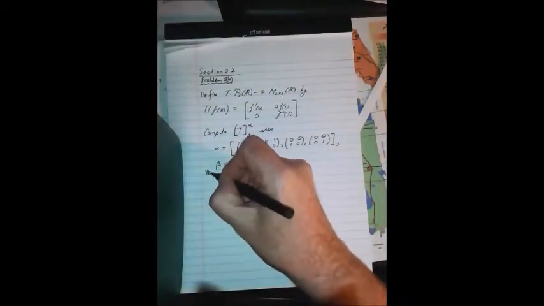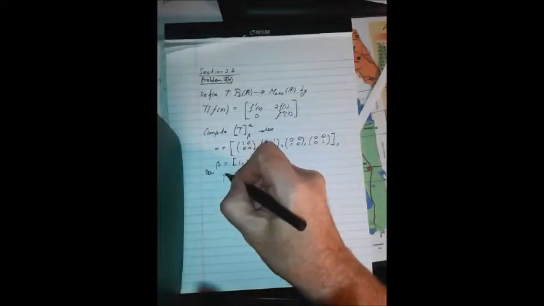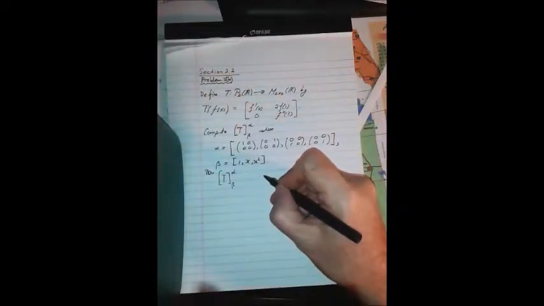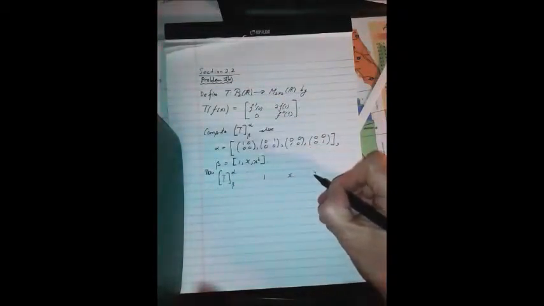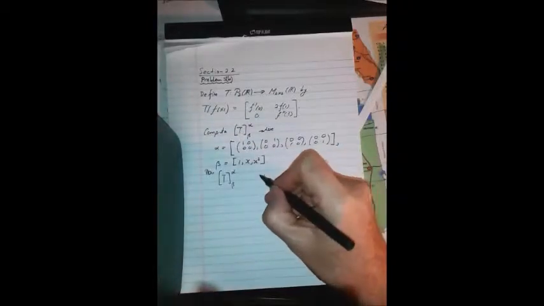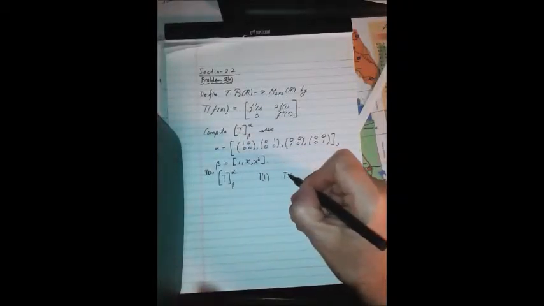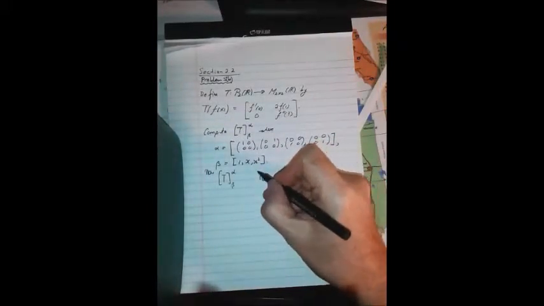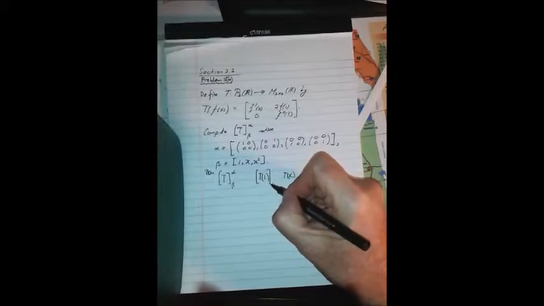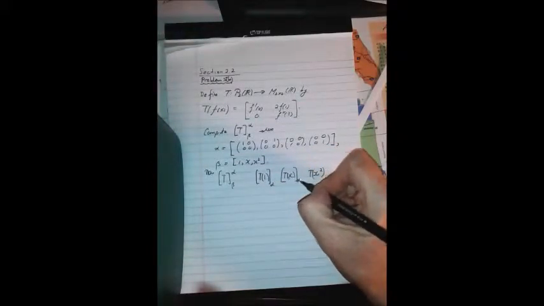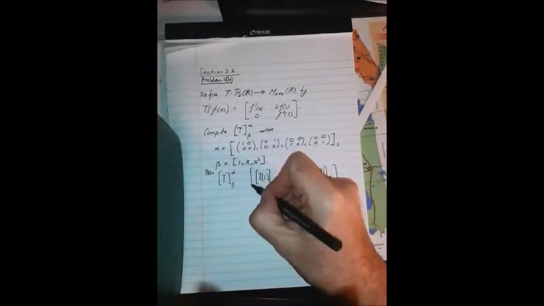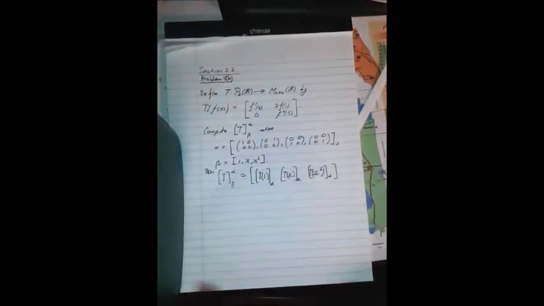Okay, now, so to compute this matrix, we first write down the elements of beta. Then we take T of these, and then we compute the coordinate vector relative to alpha of each vector. Okay, these will be the columns of the matrix that we want.